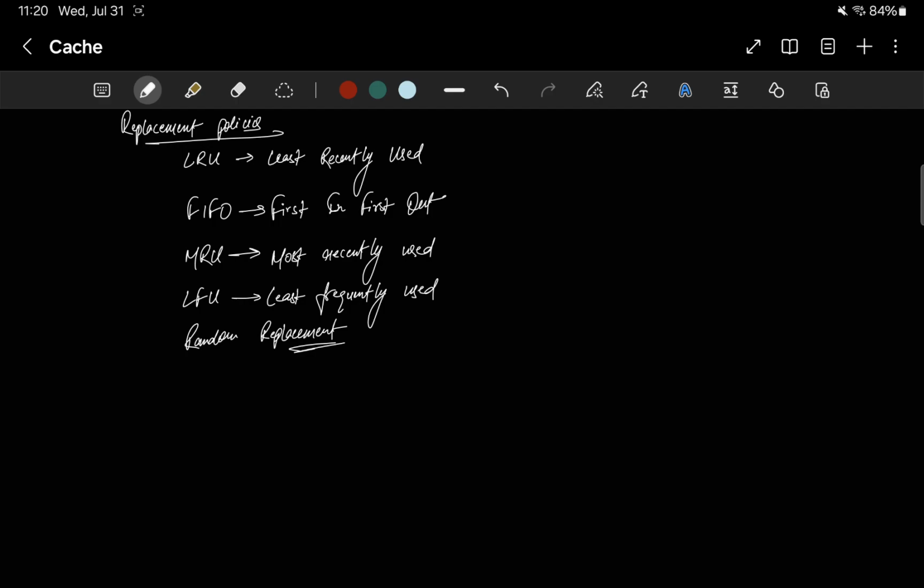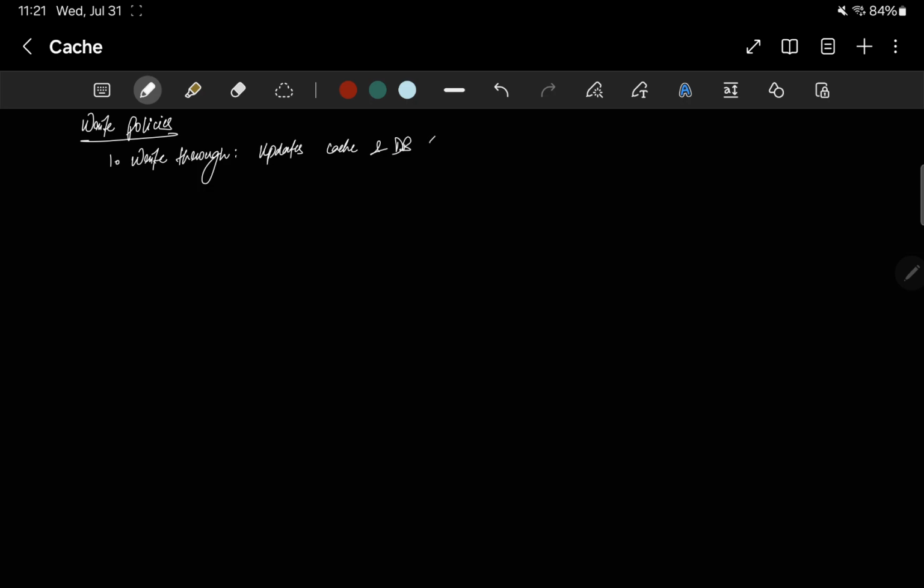Great. Now let's talk about some of the cache write policies. First one is write through. Write through is a caching write policy that involves updating both the cache and the underlying database simultaneously for every operation. Updates cache and DB simultaneously.